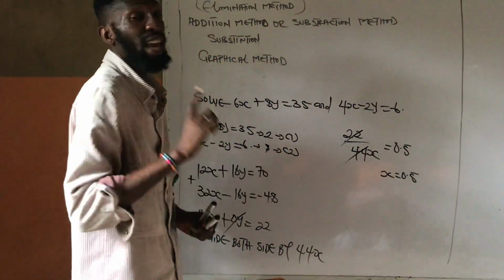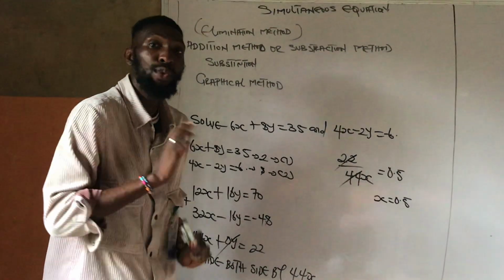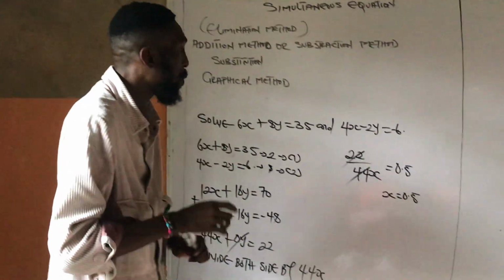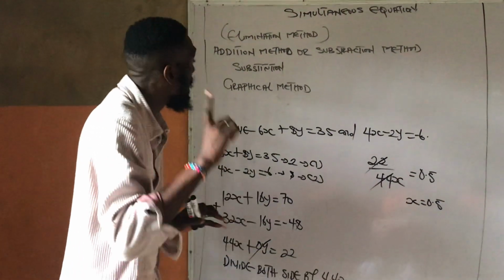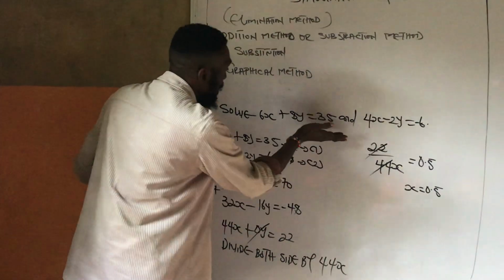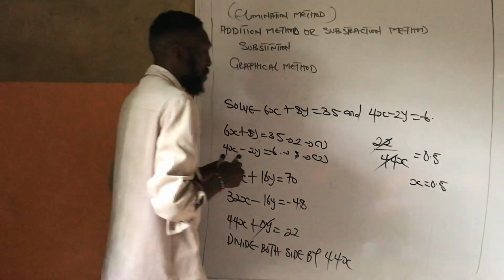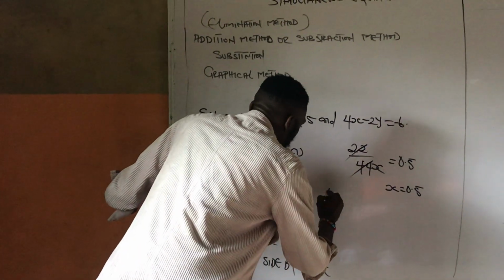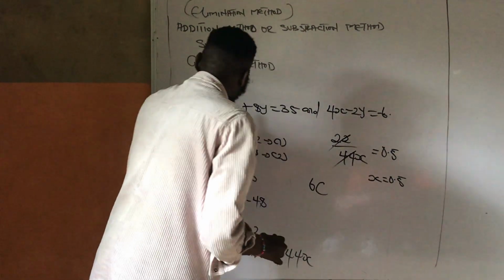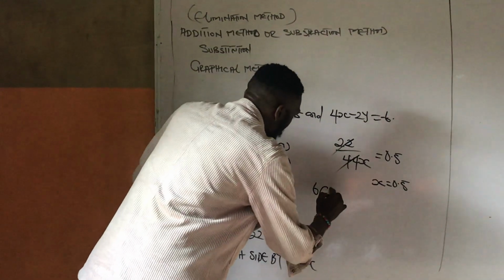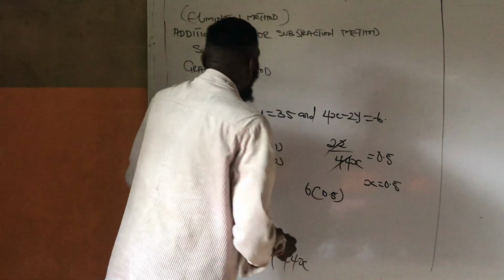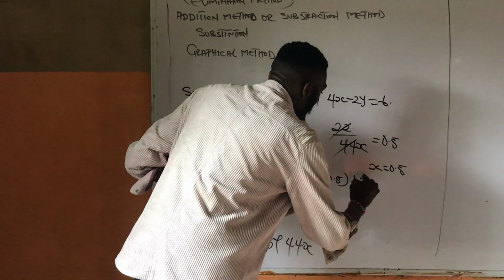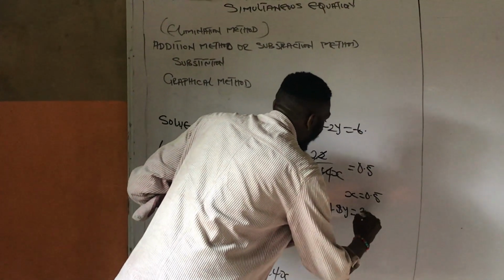It means anywhere you see x, put 0.5. Now we all know what x means. X is 0.5. So I'm going to put it in this equation again. So it's going to be 6 bracket x, because x is here, and x is 0.5. So I'm going to put 0.5 and close my bracket, plus 8y equals 35.